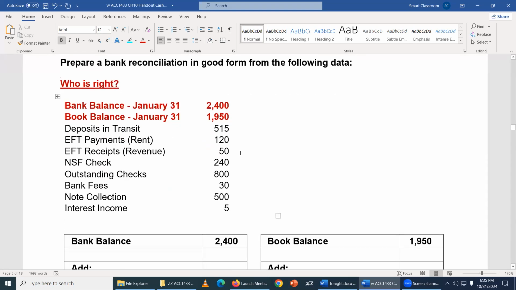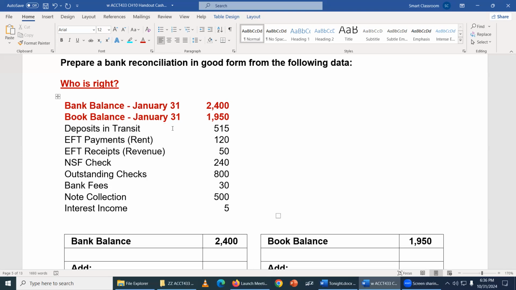Okay. So deposits in transit. These are deposits that are made at year end. So for instance, on January 31st, we go to make a deposit. Is the bank going to recognize that the same day? Probably not, especially if there are checks involved. So we have these deposits in transit.